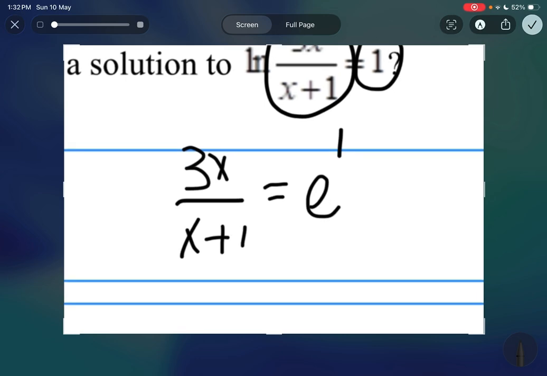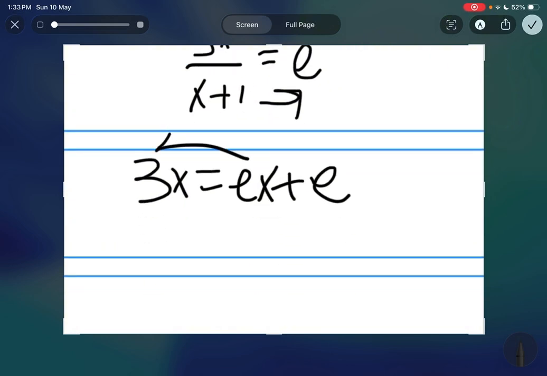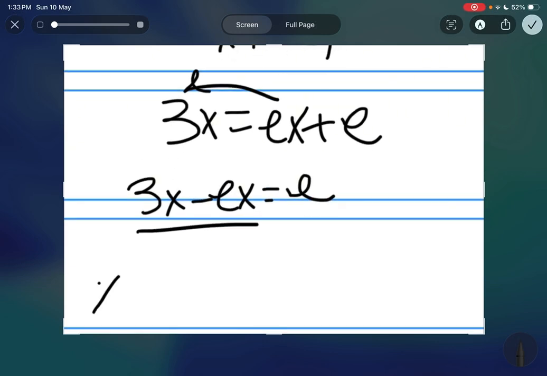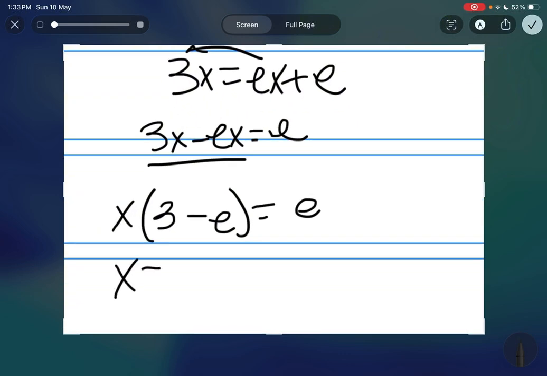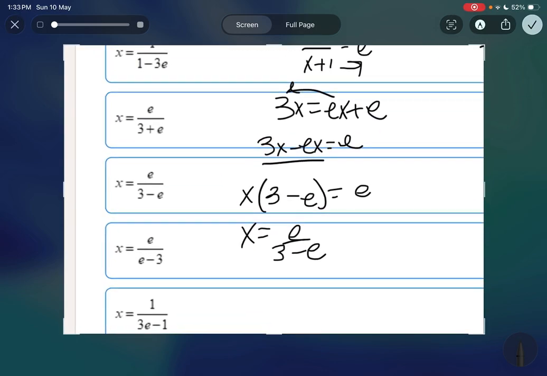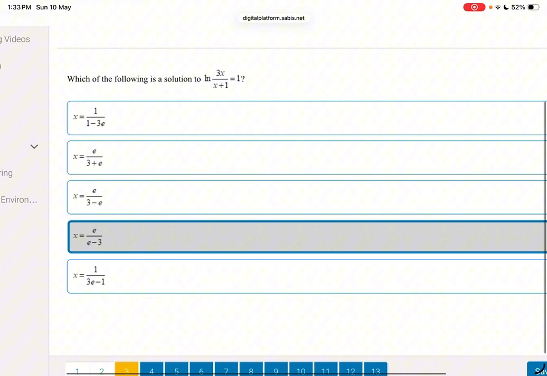So here we continue. Let's multiply this up there. So it will be now 3x is equal to ex plus e, right? Because you multiplied it there. And then you take ex over, so it will be 3x minus ex is equal to e. Here you can take x as a common factor. So x times 3 minus e is equal to e. Divide by 3 minus e on both sides. x will be equal to e over 3 minus e. And it's that simple.